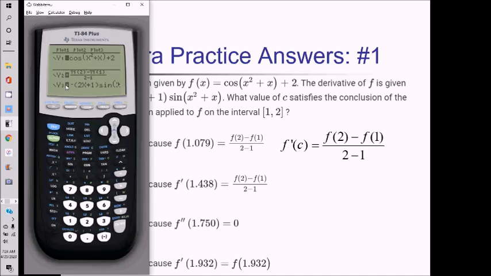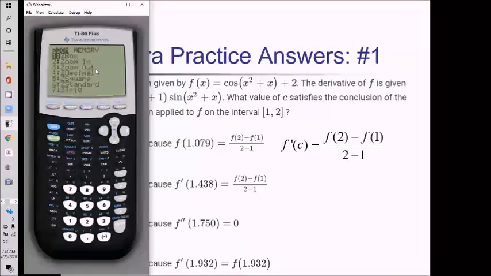So I'm going to deselect y1 because that was the original function. I don't really care about that directly. And now I'm just going to graph these two. Now I need a window for this. I'm going to use the interval from 1 to 2 because that's the interval that we're trying to apply the mean value theorem on. So let me go to window, and let me go 1 to 2. And let me do zoom 0, zoom fit. And let's see what we're looking at here.